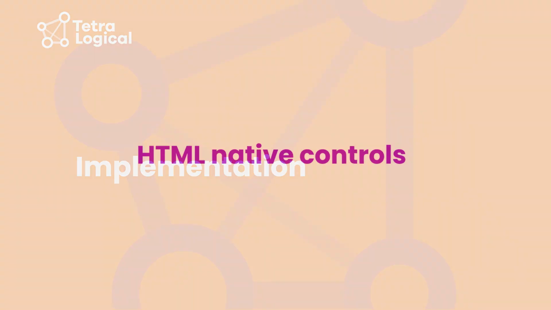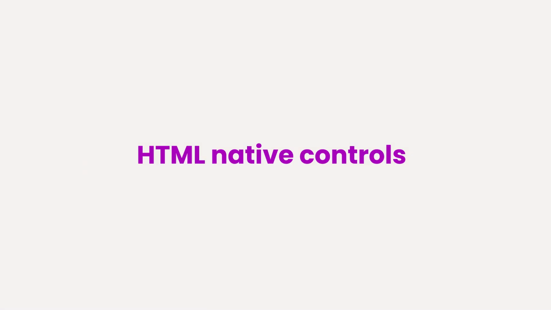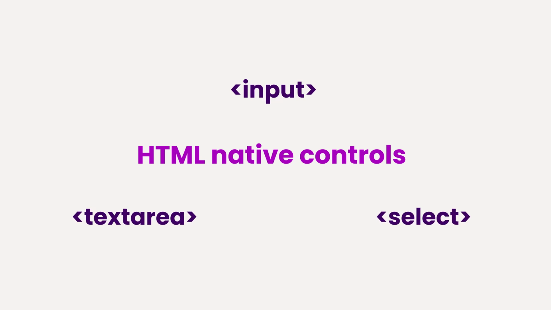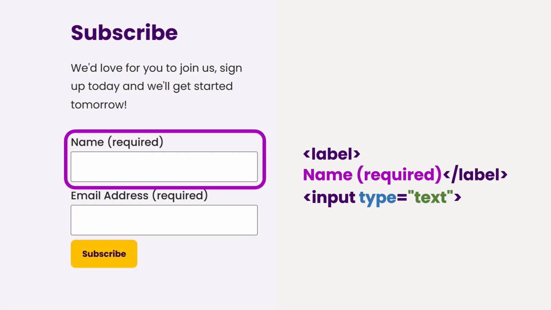Implementation. By using HTML native controls such as input, textarea, select, and so on, you can easily create form fields that are keyboard accessible and are recognized as expected by screen readers. Next, you should ensure that form fields and labels are correctly associated in the code. A simple way to do so is using the ID and for attributes. This ensures that the right label for each form field is announced by screen readers.